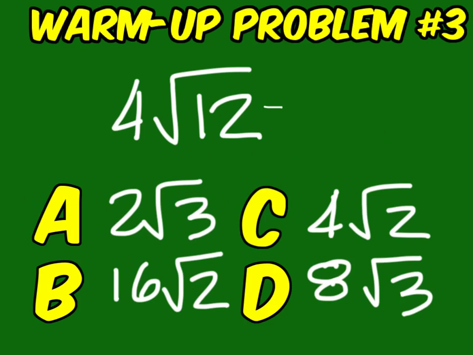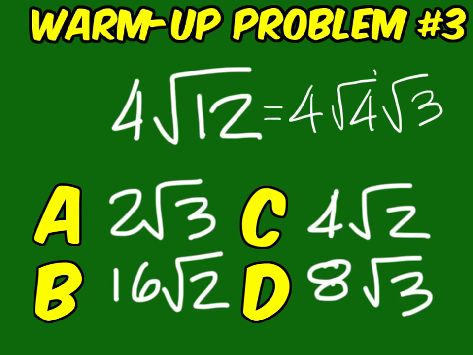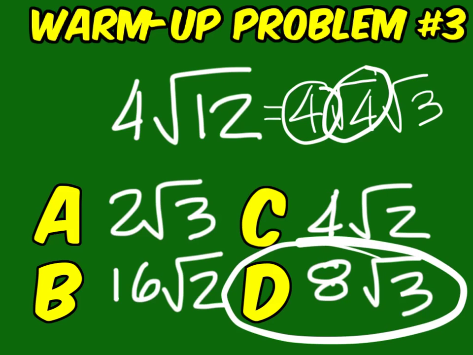On this one, the square root of 12 breaks up as square root of 4 and square root of 3. This is a 2. 2 times 4 is 8. 8 square root of 3.